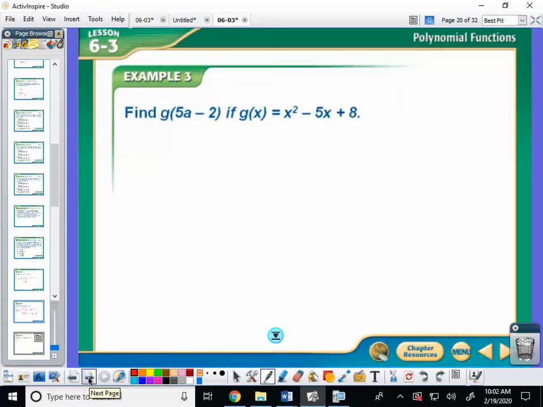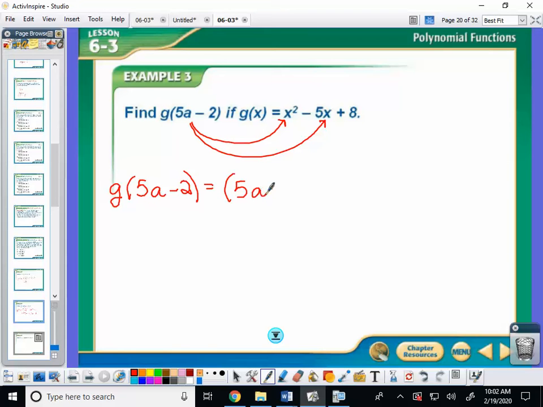In this example, it says to find g of 5a minus 2 if g of x equals x squared minus 5x plus 8. So this g here tells us to just use the g function. And in place of our x's this time, I'm going to put a binomial in. So for both of those x's, let's replace them with 5a minus 2. So think back to how we simplify polynomials. If we have a binomial squared, like we do here, what did we do to simplify that? Very good, we have to FOIL that.